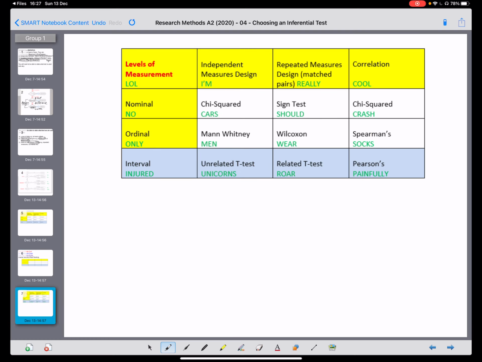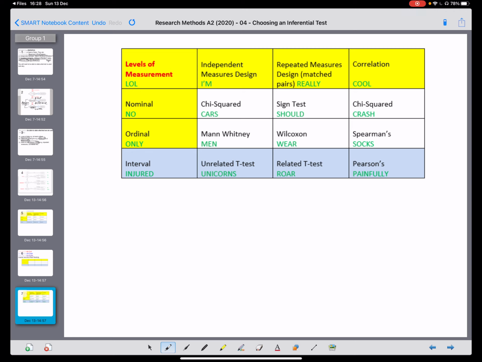Lol for level of measurement. I'm really cool: independent measures, repeated measures, and correlation. No cars should crash: nominal, chi-squared, sign test, chi-squared. Only men wear socks: ordinal, Mann-Whitney, Wilcoxon, Spearman's. Injured is interval. Unicorns is unrelated. Roar, related t. And Pearson's painfully.